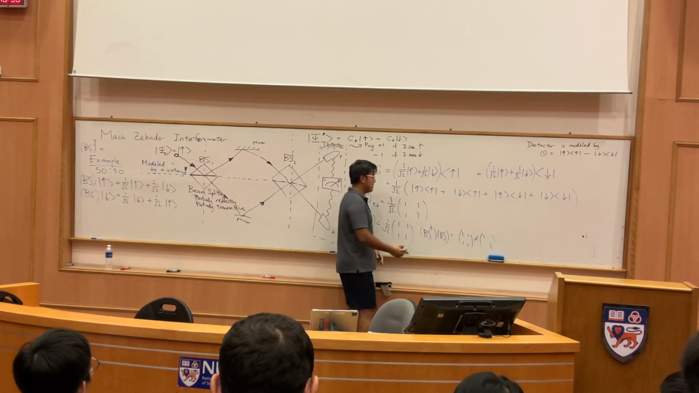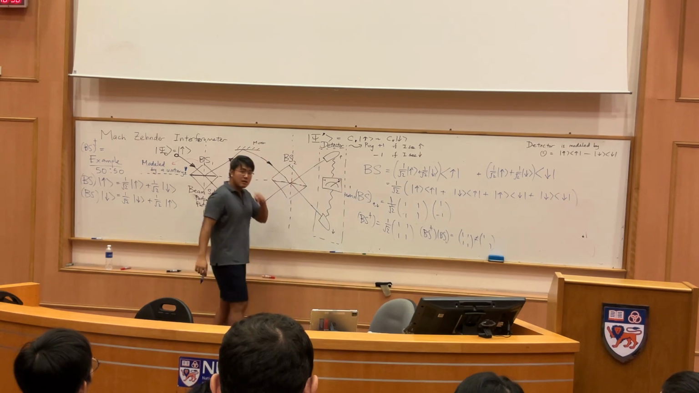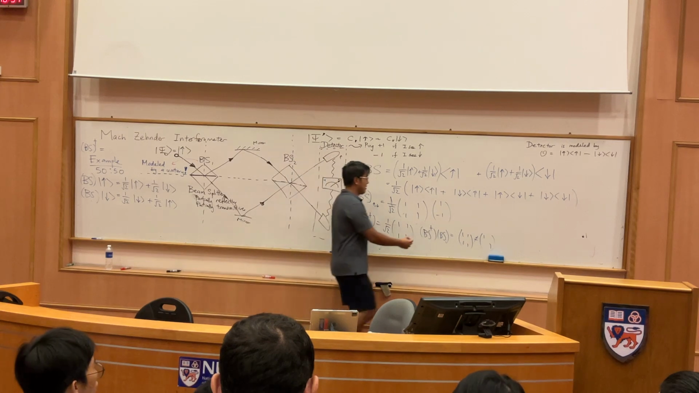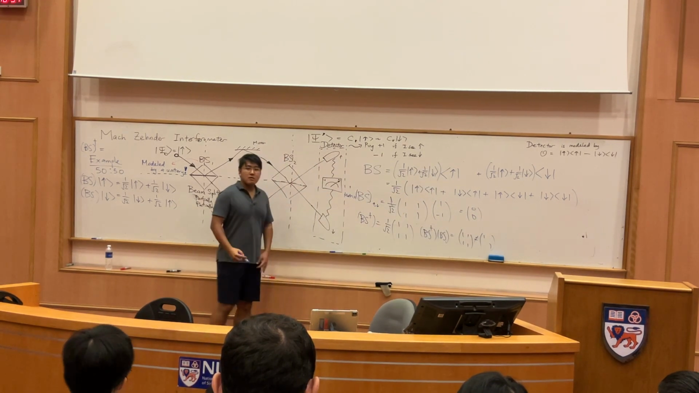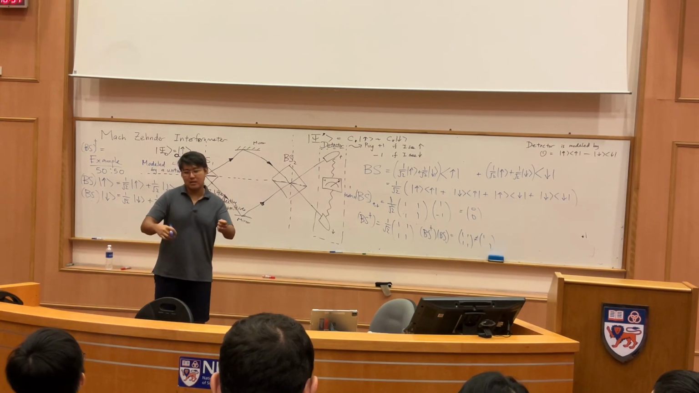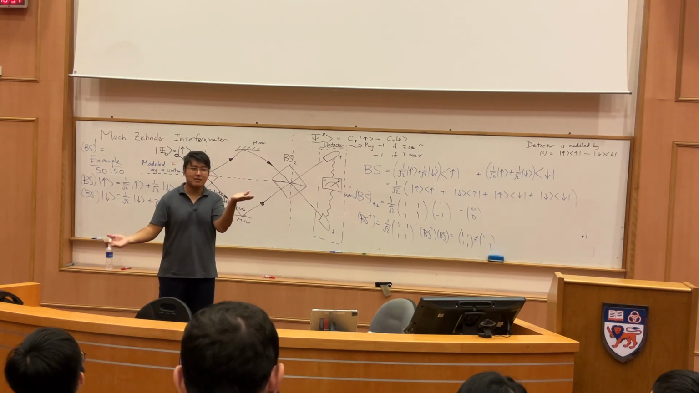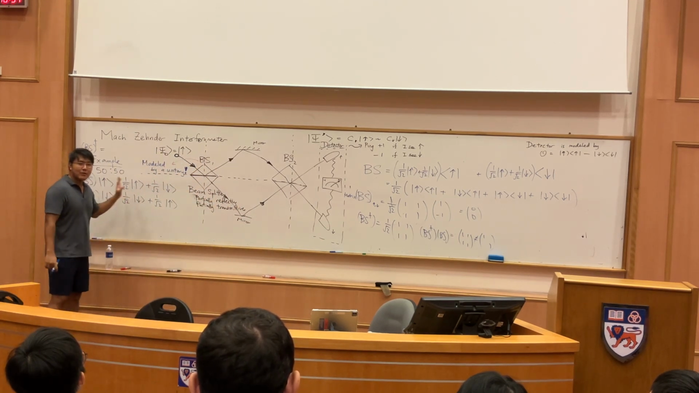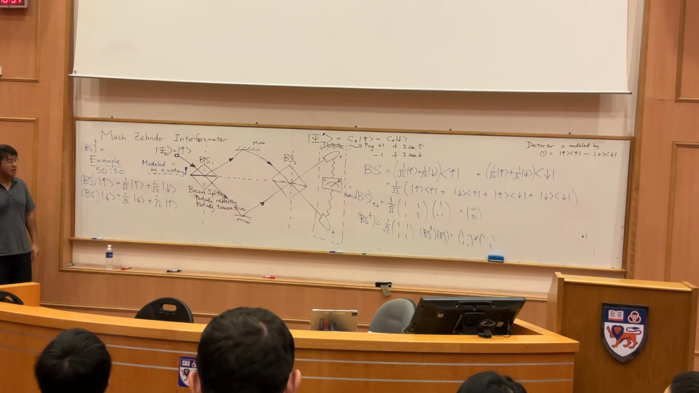Here's one example. Take the state 1, minus 1. If I act on it with BS, that vanishes, 0, 0. So that means that if I send in light, which is an equal superposition of up minus down, then suddenly light disappears, which doesn't make sense. Light has to come out somewhere. So we've established that BS being modeled this way is not good.